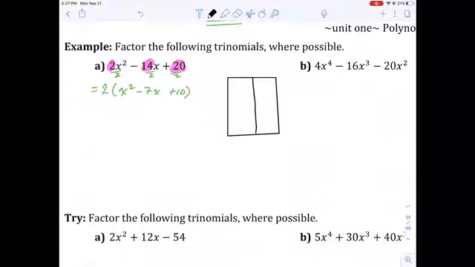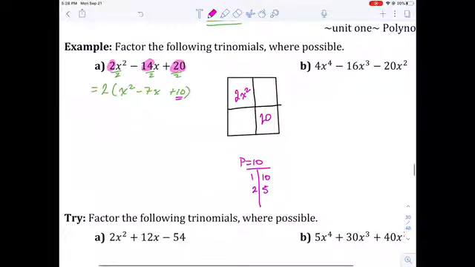And if we do that, let's just plug these numbers in. I've got a 2x squared and a 20. And of course, factors of 10, I need a product of 10 with a sum of -7. So what numbers will multiply to give me 10? Either 1 and 10 or 2 and 5. And I need a positive 10 and I need a -7.